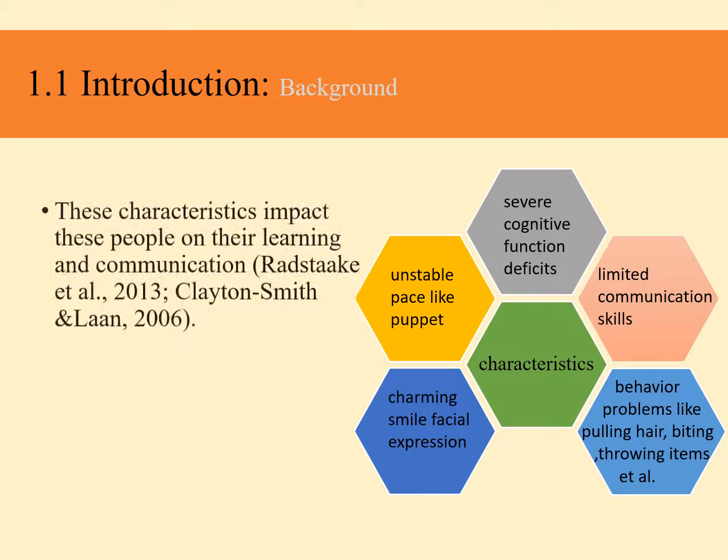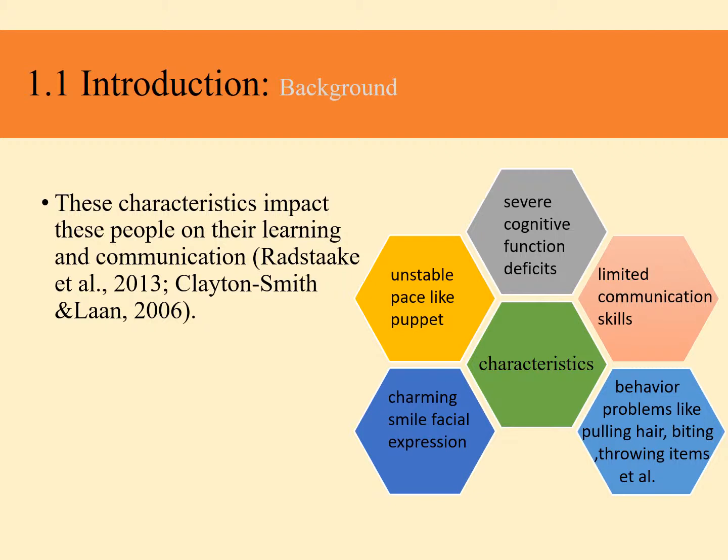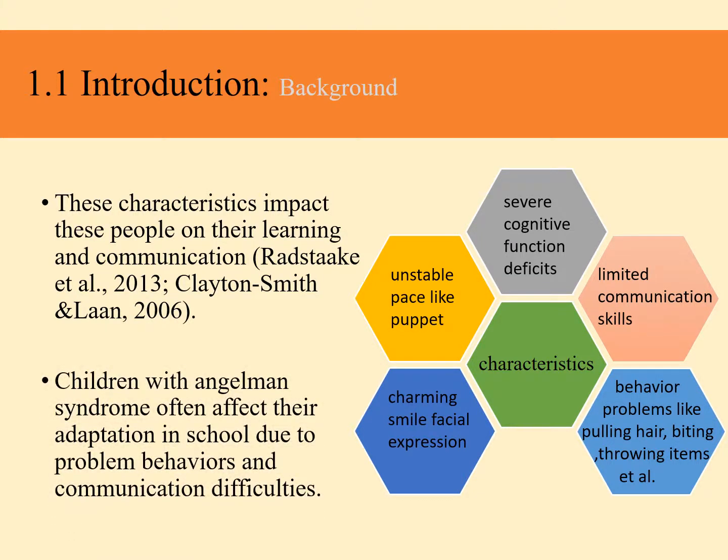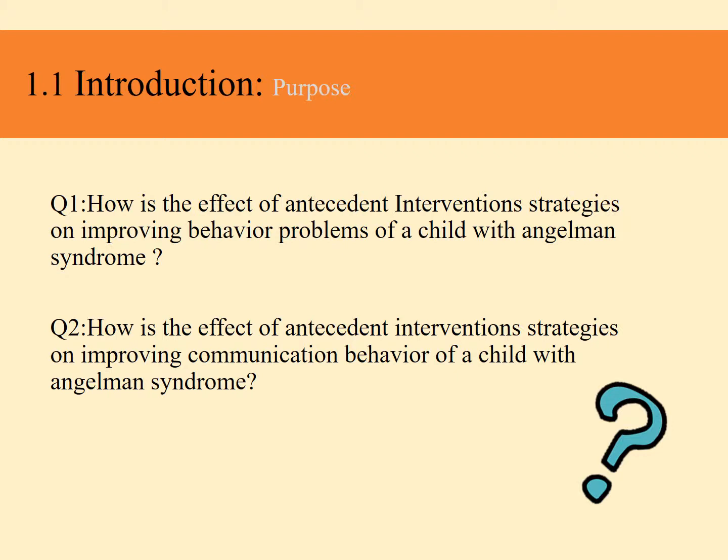So, these characteristics impact these people on their learning and communication. Children with Angelman syndrome often have difficulty adapting in school due to problem behaviors and communication difficulties. Therefore, there are 2 purposes in this study. Q1. How is the effect of antecedent intervention strategies on improving behavior problems of a child with Angelman syndrome?